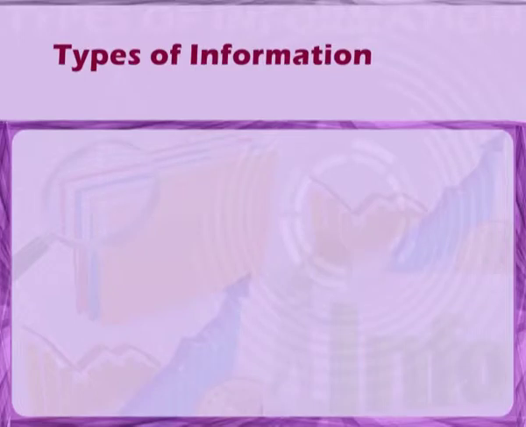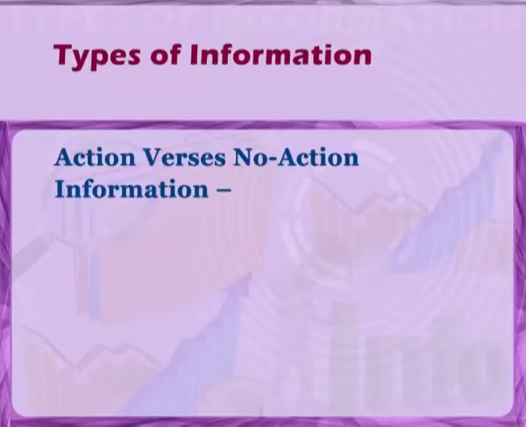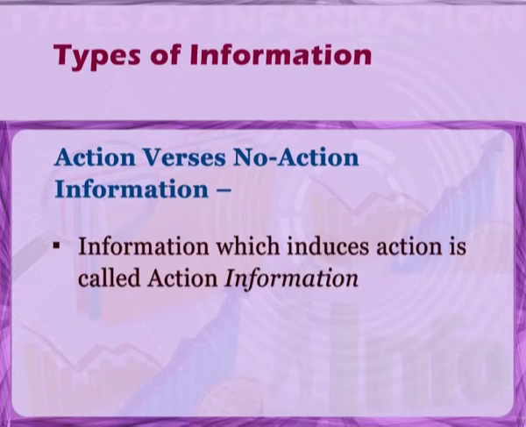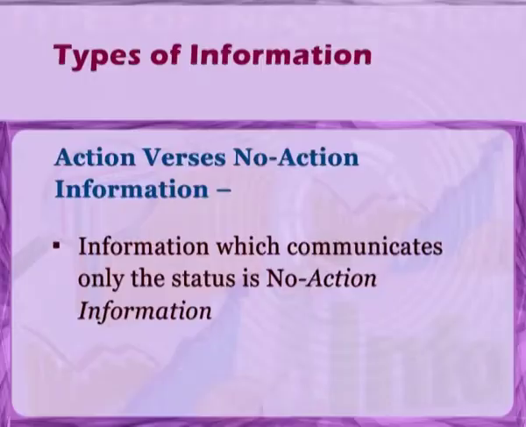Now, we talk about types of information. The information can be classified in a number of ways to provide better understanding. 1. Action versus no action information. The information which induces action is called action information. Example, no stock reports, calling for a purchase action, is action information. The information which communicates only the status is no action information. Example, the stock balance is no action information.